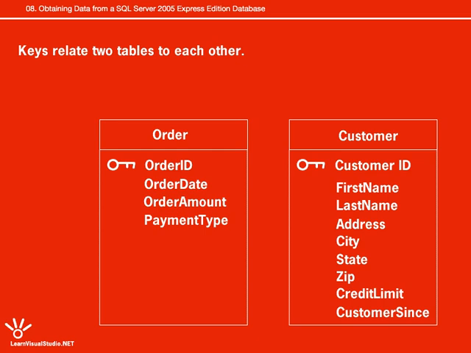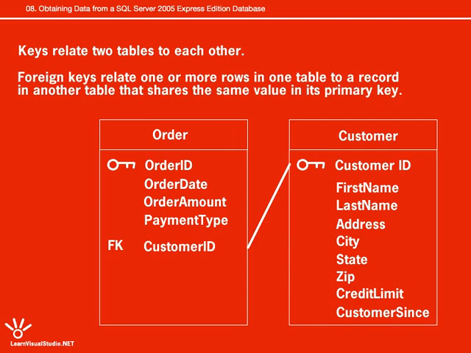We need to relate a row from this table back to a row in our customer table, and the way we do this is with a foreign key. So here we're going to add one more column of information called customer ID. And now it just so happens that we named this field the same thing that we named it in the customer table, but we didn't need to. We could have named it anything we wanted to name it. However, to make things easier to understand, we wanted to name them exactly the same.